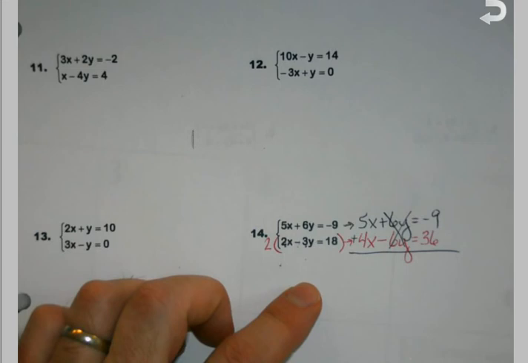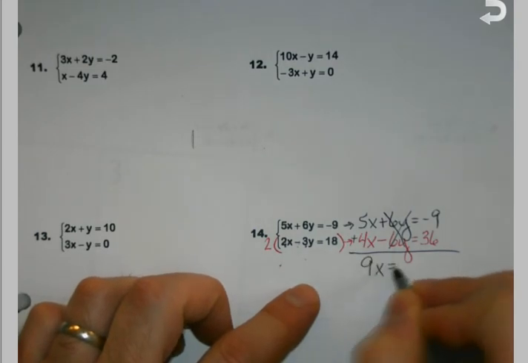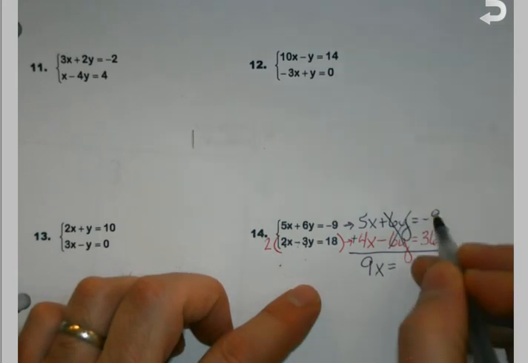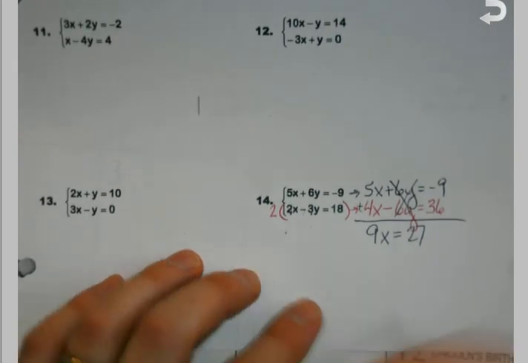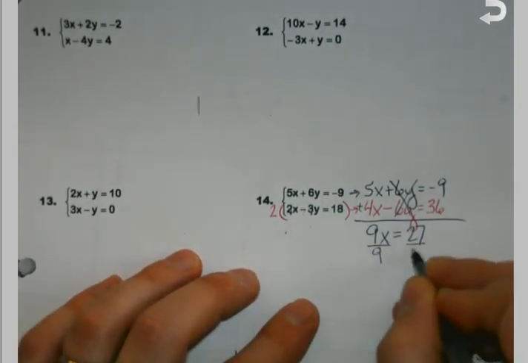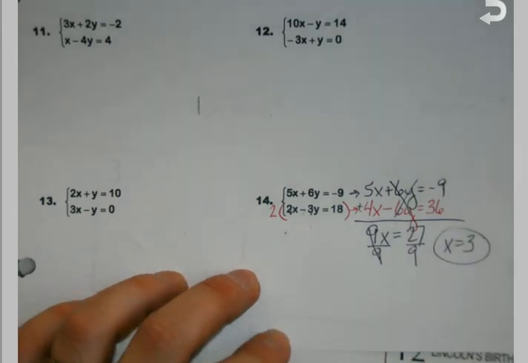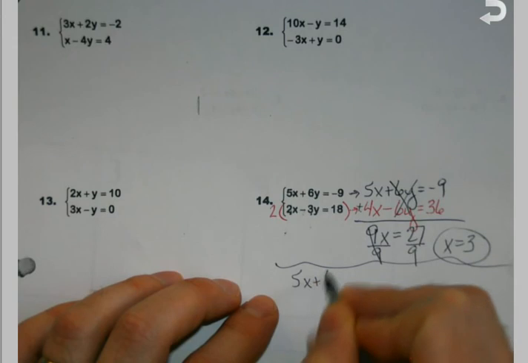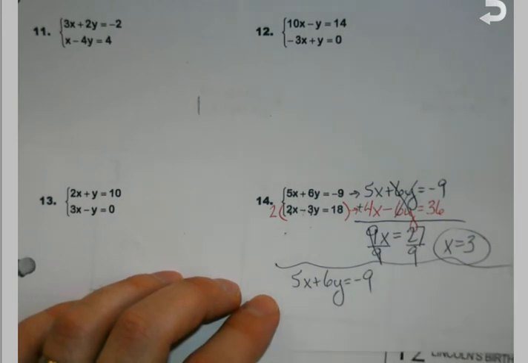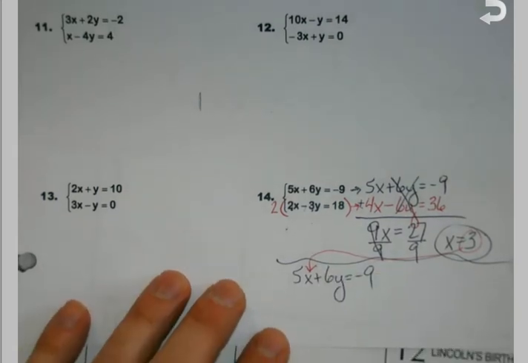So the y's are opposites, and they cancel. 5 and 4 would be 9x. Negative 9 plus 36 is 27. Just do my divide, now solve for x. Then again, just me, I like using the top one, because that way I never get any confusion on which one I'm plugging into. I have the x value, so I've got to make sure I put it where x goes.